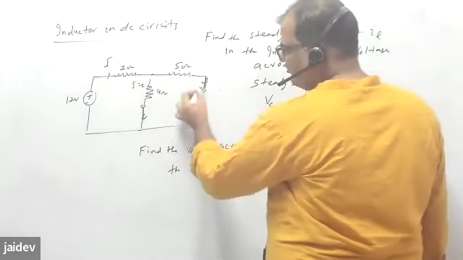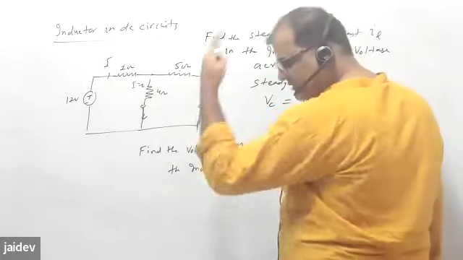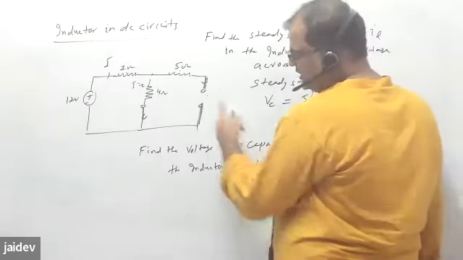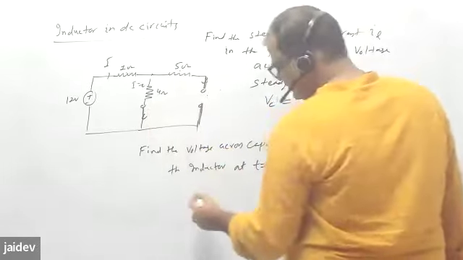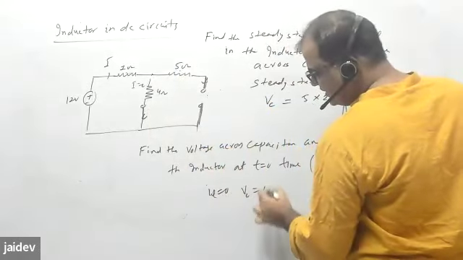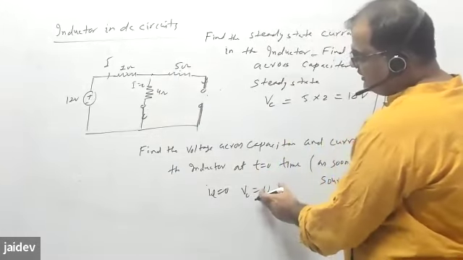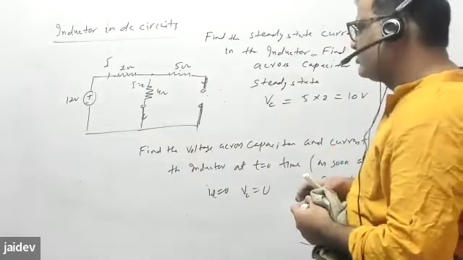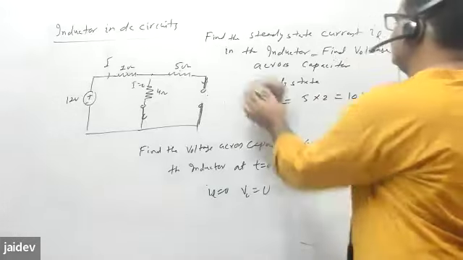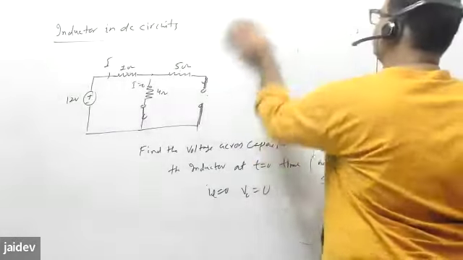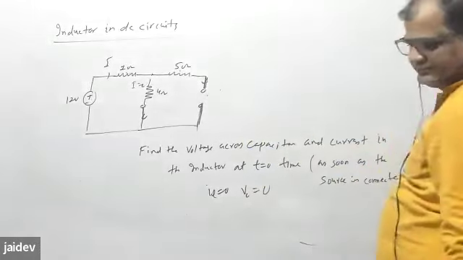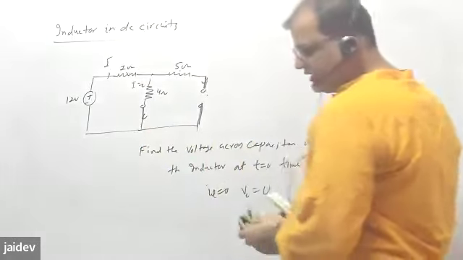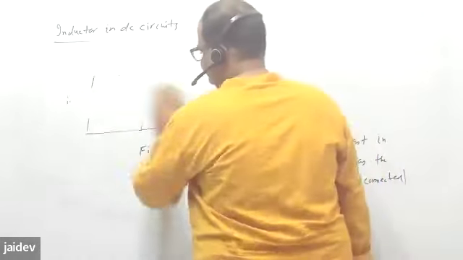So no current will be flowing here. Initial current was zero, so it remains zero. If some current is there, that current will be maintained. It will not change. Here current was zero, so it remains zero. And here VC will be zero. So IL will be zero, an open circuit, and VC will also be zero, because it's behaving like a short circuit. That thing you have to understand. So now the inductor will be a short circuit in steady state.